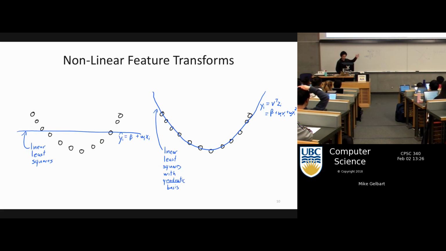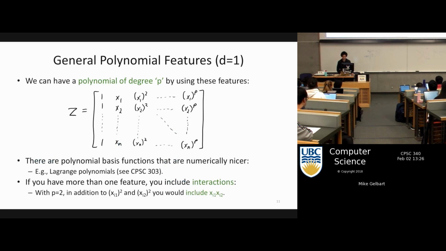Right, so we do this and it does the right stuff. And I'll show some demos soon. Okay, so this is the general form with degree p polynomial. We just now have p plus 1 features, assuming we just started with one feature, for every degree of the polynomial, x squared, x cubed, etc.